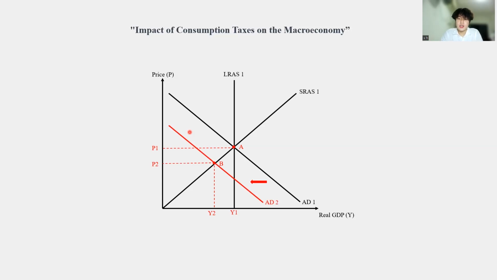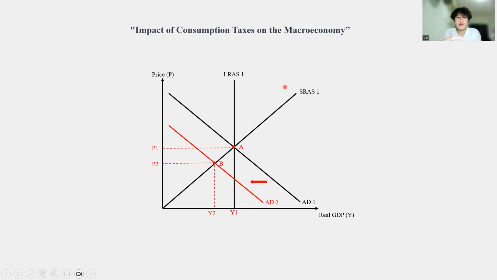This is because consumption is a significant component of aggregate demand, and a reduction in consumer spending reduces the overall demand for goods and services in the economy. Therefore, the decrease in consumption can also trigger a multiplier effect. So when consumers spend less, businesses earn less revenue, which can lead to reduced hiring and investment by businesses. This can further decrease overall economic activity, contributing to a larger decrease in AD.